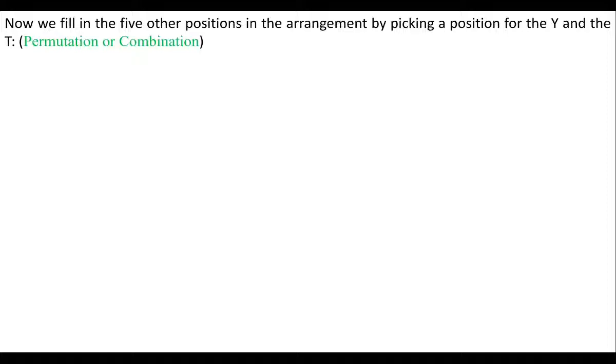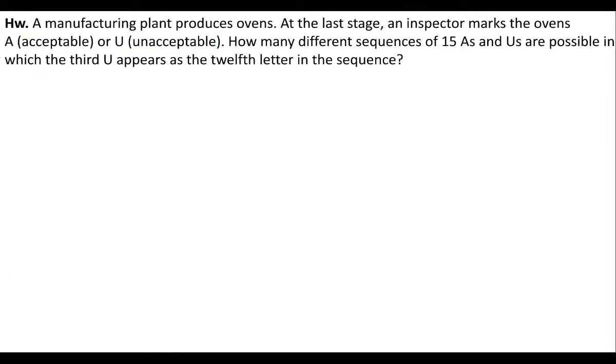Let's see one more question. This we have already discussed. So a manufacturer plant produces ovens and an inspector marks acceptable A or U. How many different sequences of 15 A's and U's are possible in which third U appears as the 12th letter? So again a condition is given. So now it is a problem of combination, because order doesn't matter. I have to fit the positions of A and U, but with the given condition.